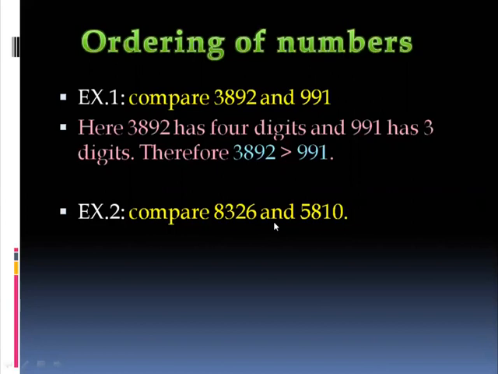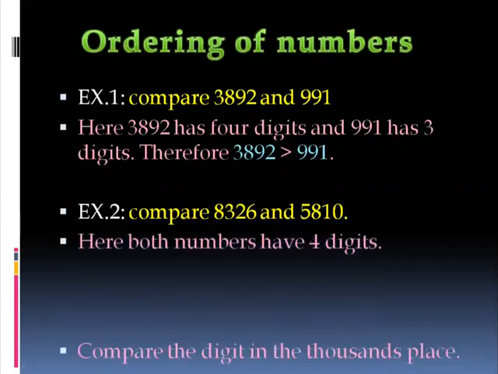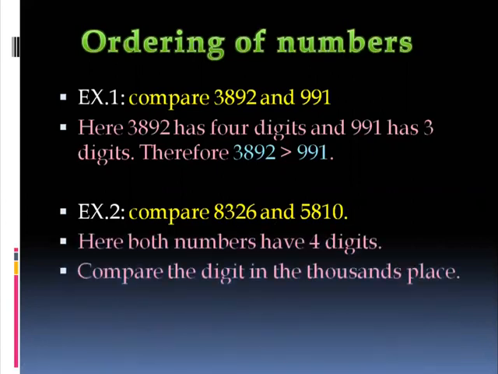Okay, now in these two numbers, which is the biggest number? How can we compare these two numbers? See, here both numbers have 4 digits, right? So in that case you have to compare the digit in the thousand place. If both numbers have 4 digits, first you have to compare the thousand place number. In this thousand place 8 is there. Here in the thousand place 5 is there. So in these two numbers, 8 and 5, which is the biggest? 8 is the largest number, right?